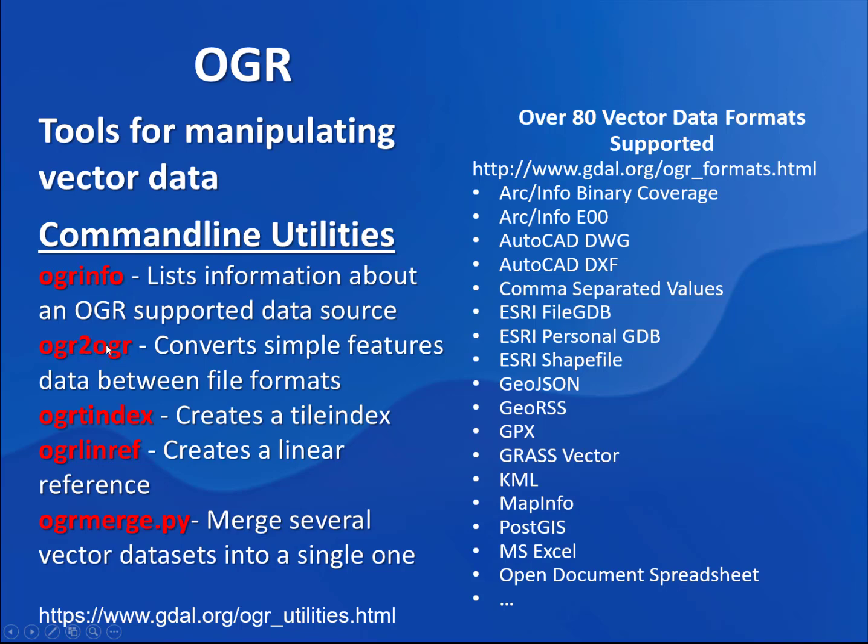OGR to OGR converts between two different spatial formats, and there are others like OGR merge that merges spatial data sets together. And again, you can see the list of all the spatial formats that OGR works with. This is the list that you're able to work with in QGIS because it has OGR under the hood. That's how it's able to read Esri file geodatabases, Esri shapefiles, GeoJSON, KML, etc. So now that you've gotten to work with the software a little bit, you're going to start recognizing how OGR fits into the QGIS ecosystem a little bit better.